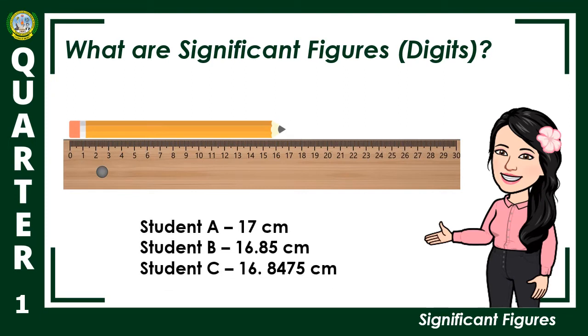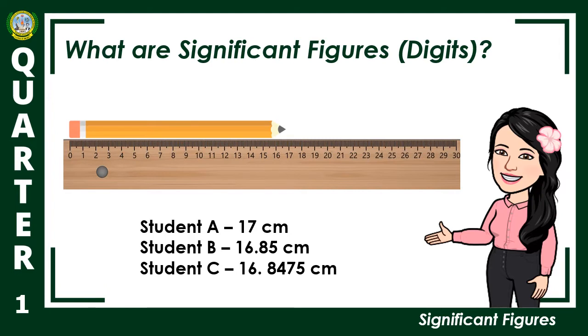According to student A, the pencil is 17 centimeters long. According to student B, it's 16.85 centimeters long. While student C says it's 16.8475 centimeters long. Okay? So, alin po kaya dito sa 3 students ang may pinaka-accurate na measurement? So, accurate, ibig sabihin yung pinakatama, pinakamalapit na measurement.